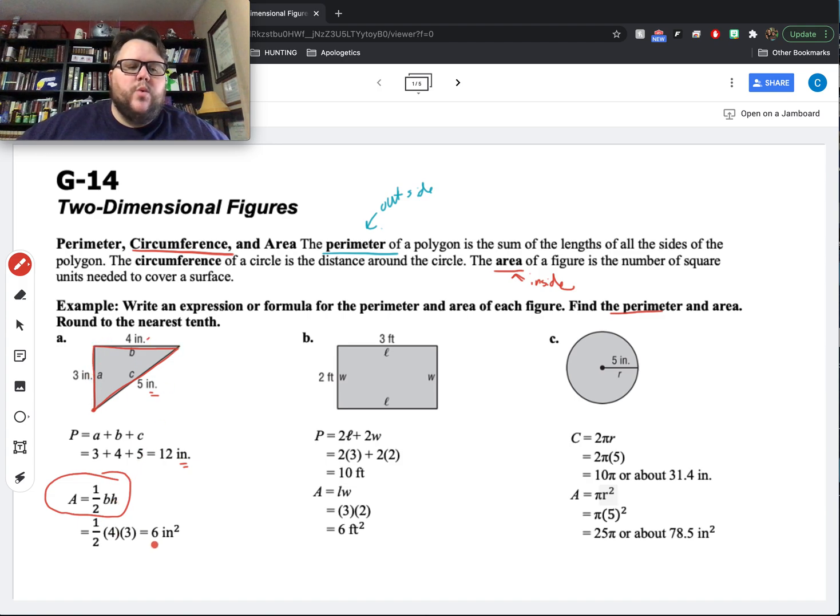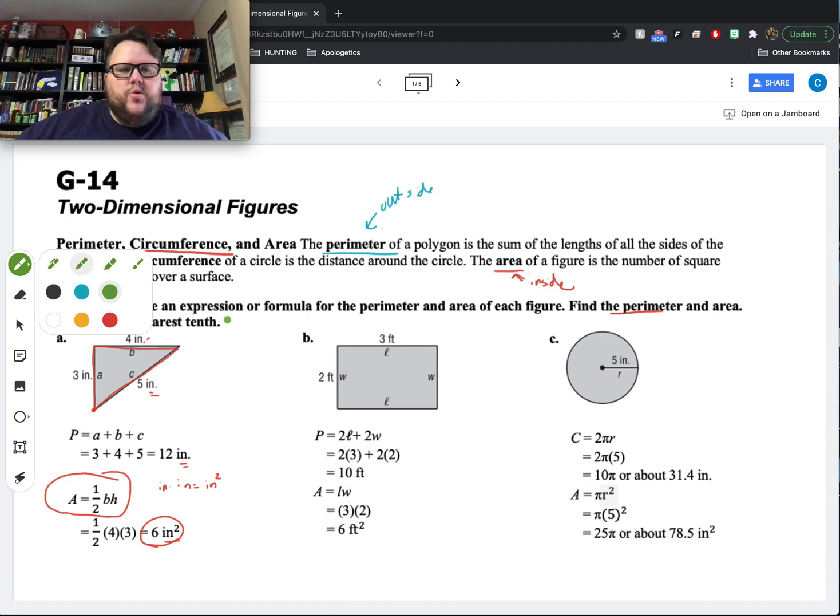It doesn't matter which one I put where because I'm multiplying them. So 1/2 times 4 times 3. Well, 1/2 times 4 is 2. 2 times 3 is 6. But look at the units now. It's inches squared, because when you multiply inches times inches, you get inches squared. So that's my unit. So 6 inches squared is my area.